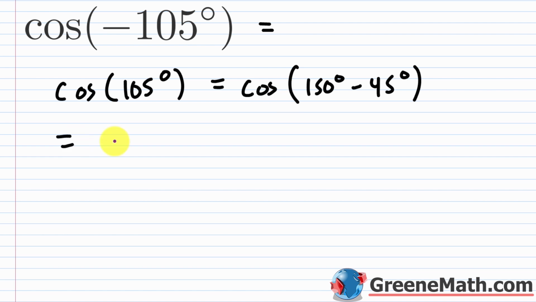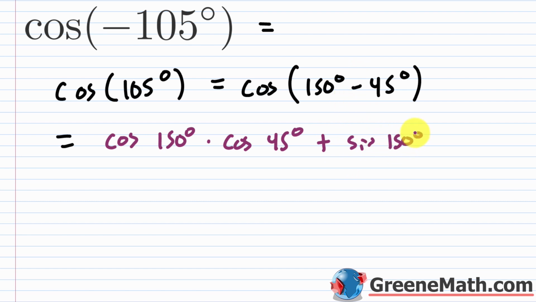We're going to go cosine of the first guy, so of 150 degrees, times the cosine of the second guy, so 45 degrees. Remember, the sign is always different. So if this is a minus, this becomes a plus. Then you have the sine of the first guy, so 150 degrees, and then times the sine of the second guy, so 45 degrees.